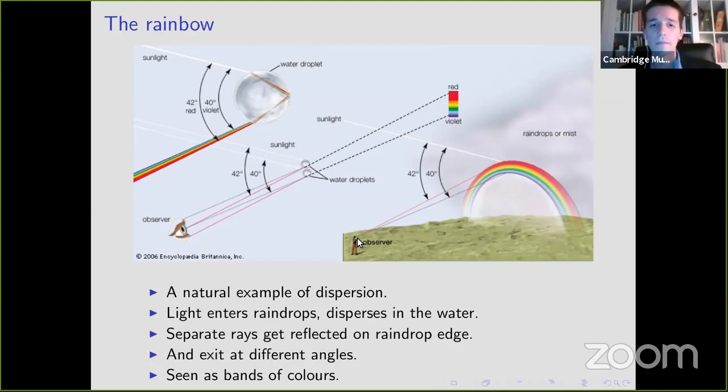So an observer that is observing this phenomenon will see that the different colors are in separate bands, where the angle that red light makes with the incoming white sunlight is different from the angle that the violet or the purple light makes with the incoming sunlight. So the observer sees a band of colors. So this happens when there are raindrops in the sky, as we're familiar with.